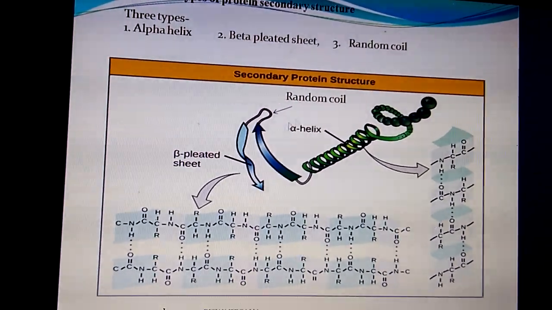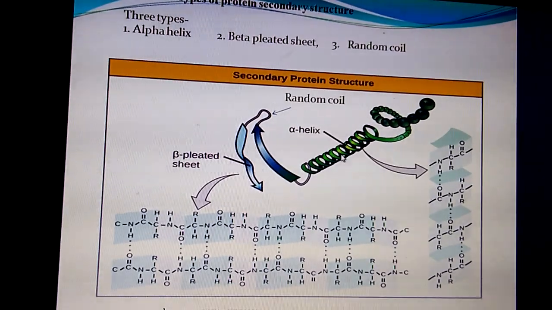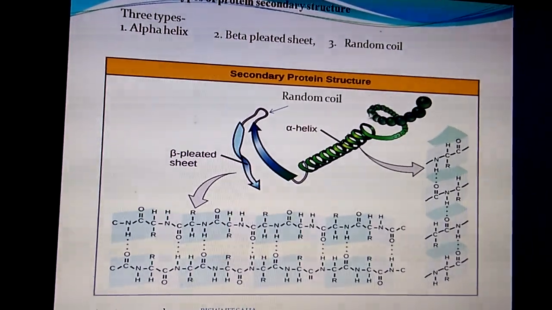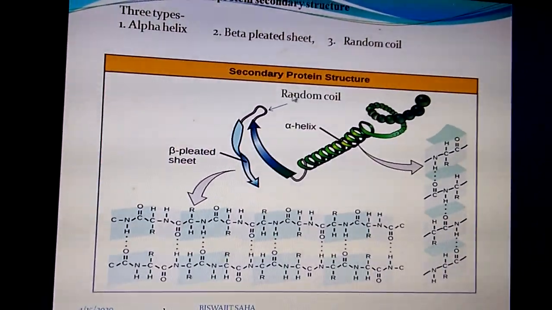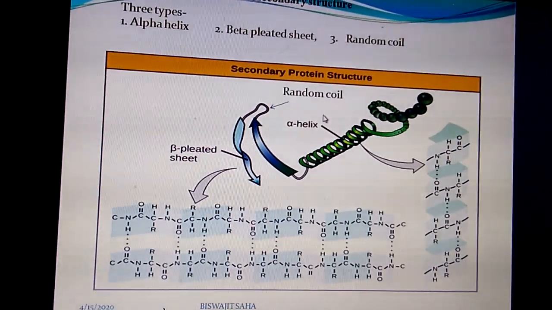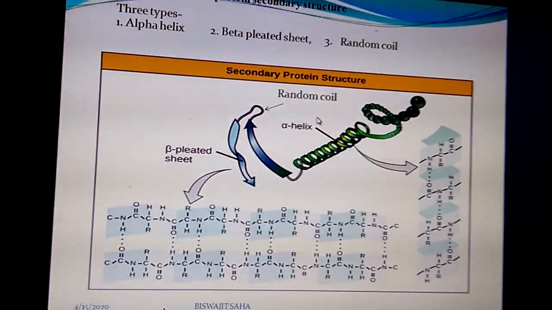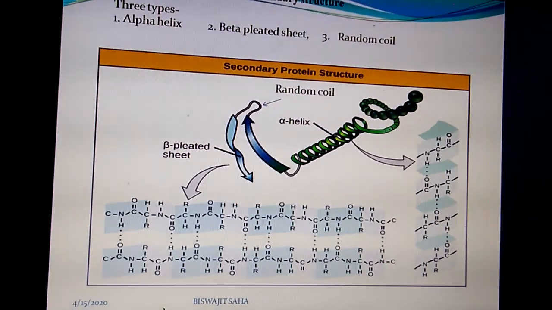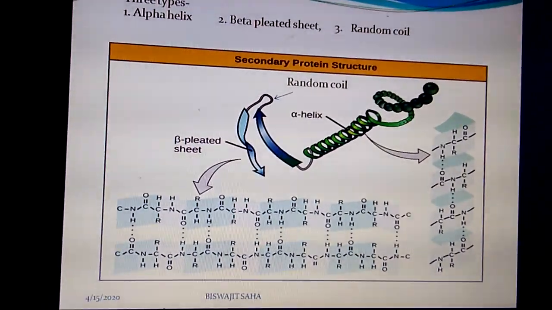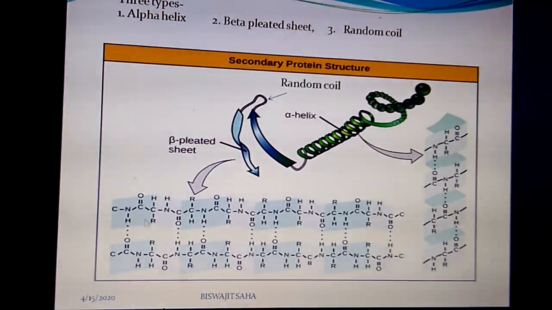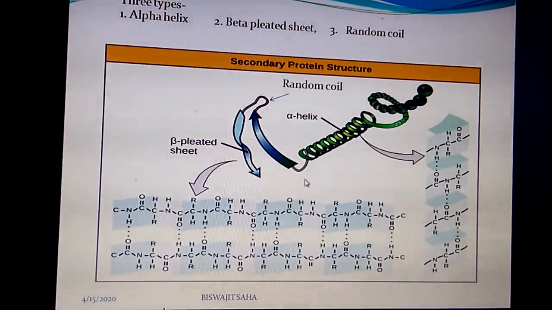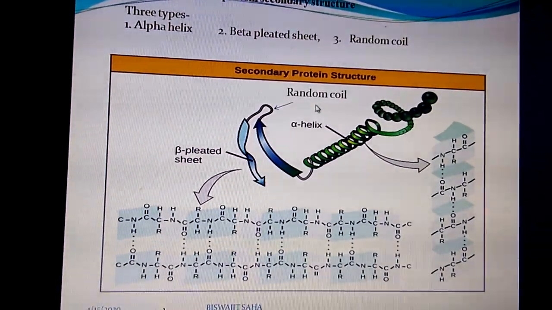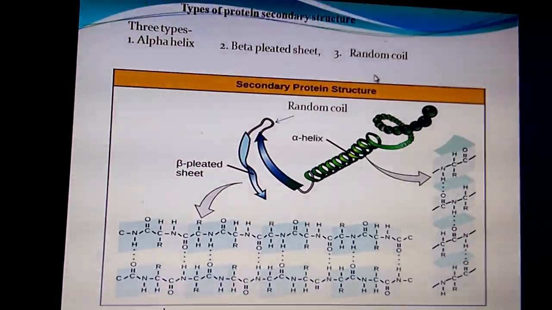And the random coil is located between the alpha helix or beta pleated sheet, or between one alpha helix and another alpha helix. Random coil is made up of those amino acids that cannot truly form the alpha helix or beta pleated sheet conformation, such as a stretch of aspartic acid, a stretch of lysine, or a stretch of bulky amino acids, which cannot form a favorable interaction to form the alpha helix or beta pleated sheet. So they form the random coil structure. So random coil is the third type of protein secondary structure.